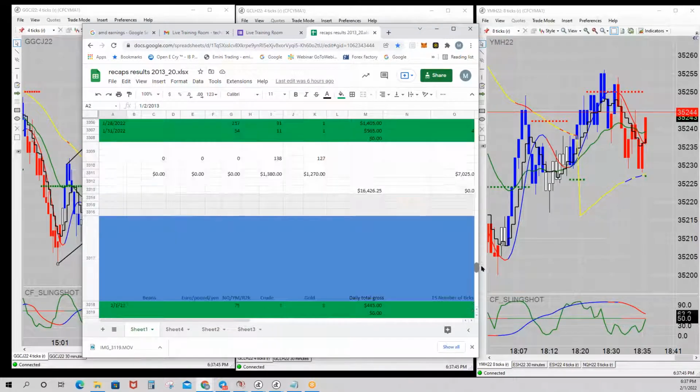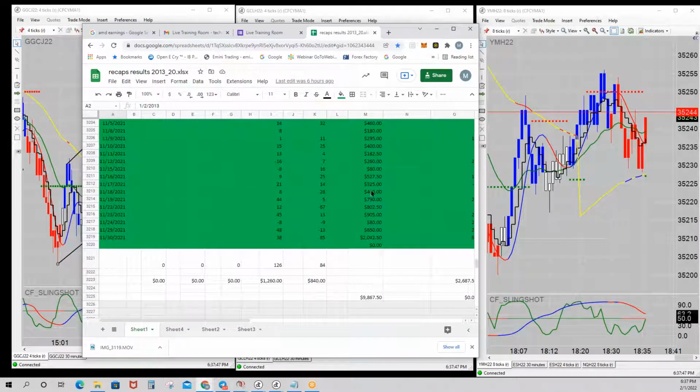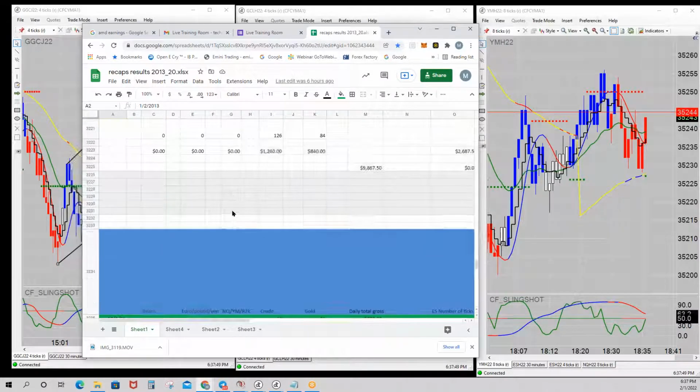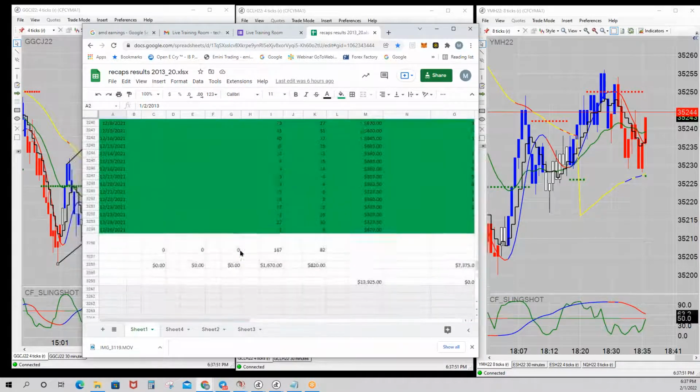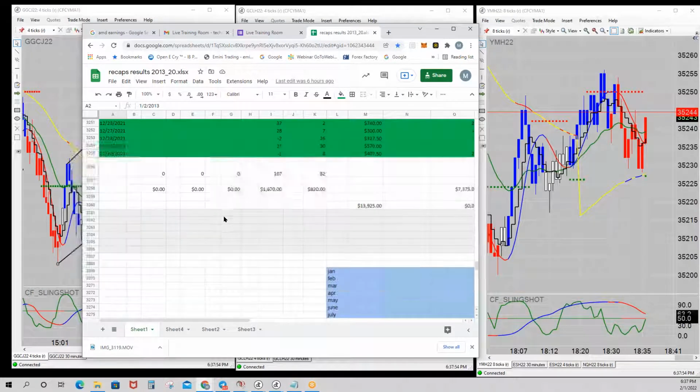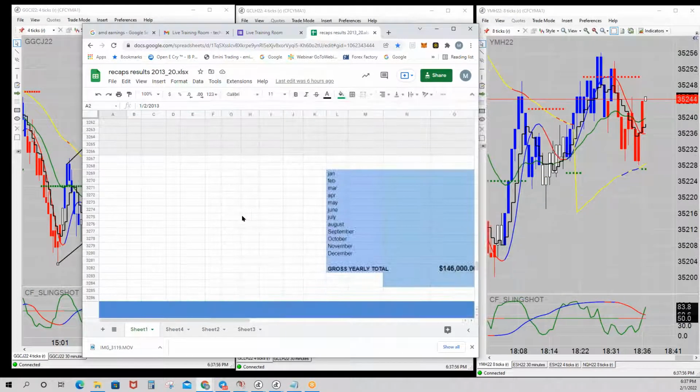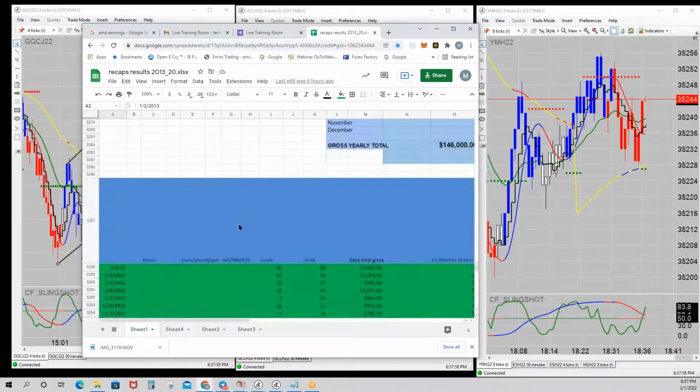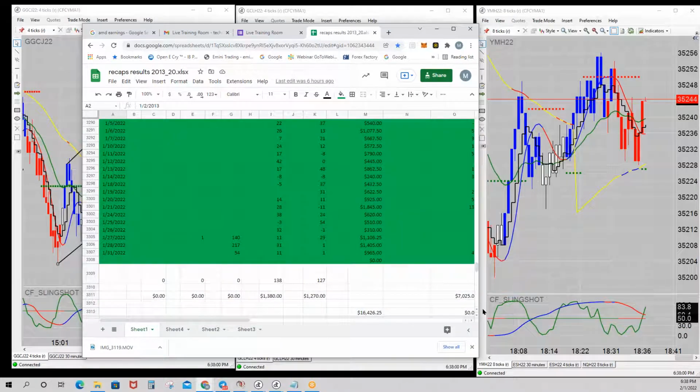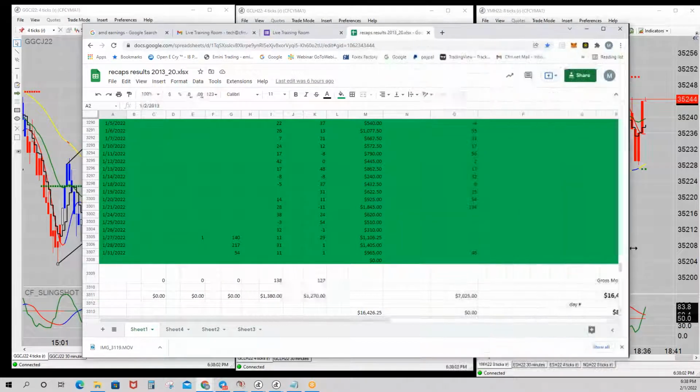Hang on. I was still working on the spreadsheet because I wanted to get it right. Okay, that's the end of November. That's the end of December. That's all 2021, you can see. The end of last year. And this is January. Okay, so here, let me spread this out a little bit.